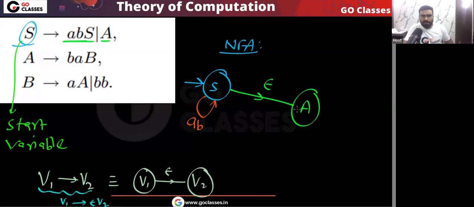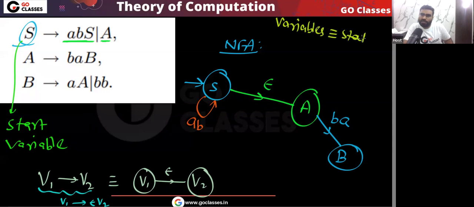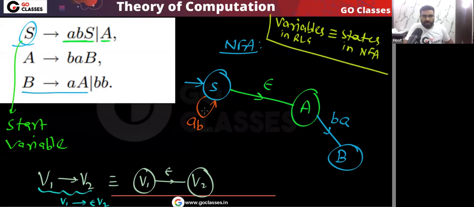A going to BAB. Remember, A on BA, B followed by A, we are going to B. Remember, the variables will become the states, you already know. All the variables are going to become the states. Variables in right linear grammar will become states in NFA. So this is the simple point that we already know. Now, what about this one? B on A, it is going to A. Yes or no? B on A, it is going to A. And what about this one?